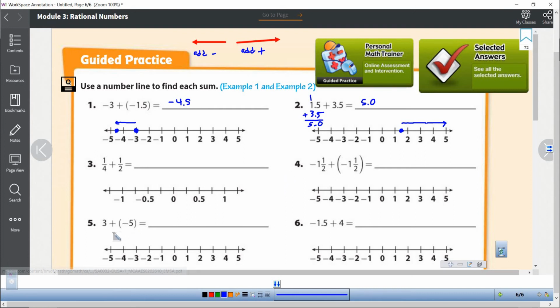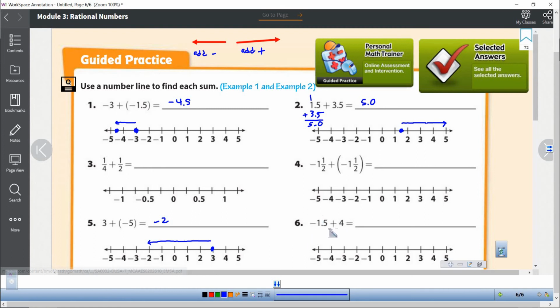Down here, I'm going to skip down to number 5. 3 plus -5: I would be at 3 on the number line, and because I'm adding a -5, I'd go back 1, 2, 3, 4, 5. In fact, let me go ahead and draw that. I would land on the number line at -2. If we were looking at this without the number line, we'd say, what do we have more of? We have more negatives. How many more negatives do we have? We have 2 more negatives.